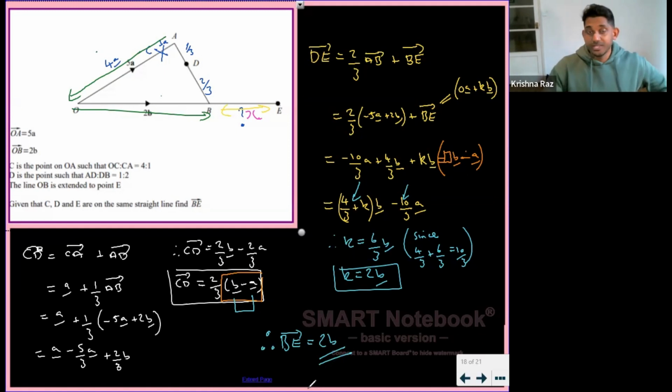So that was 3 examples. I hope that made sense. Talking about lines being collinear, the main thing being you need to show that parts of the line are multiples of each other. And if you do that, then you've answered the question.